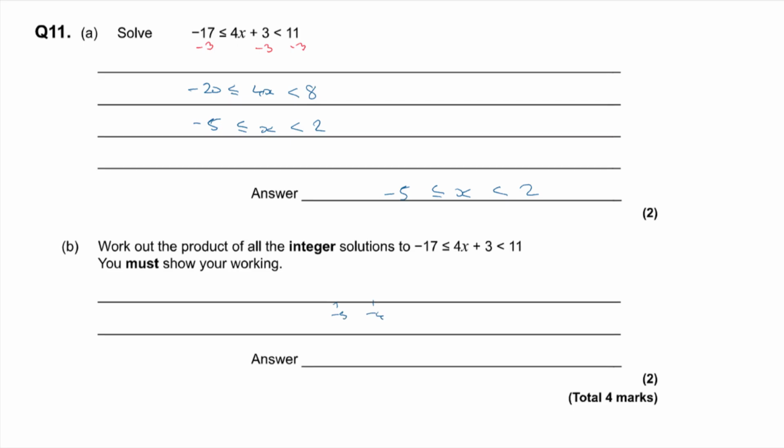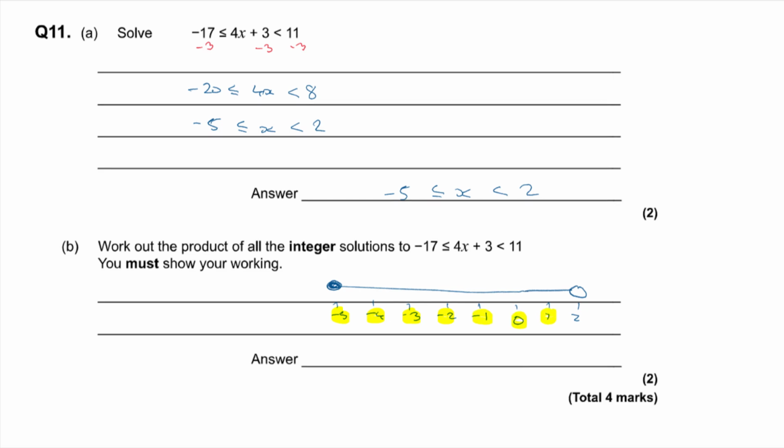-5, -4, -3, -2, -1, 0, 1, 2. Put in a filled circle at -5 because it's greater than or equal to -5, and an empty circle at 2. Okay, so what are the values that match? -5, -4, -3, -2, -1, 0, 1.